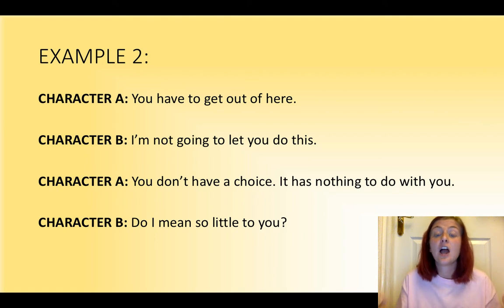An example of scenario 2 dialogue could be: Character A: You have to get out of here. B: I'm not going to let you do this. A: You don't have a choice, it has nothing to do with you. B: Do I mean so little to you? Can you hear the difference in the dialogue?